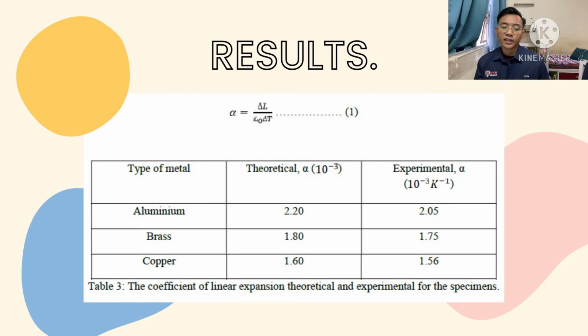Based on the tabulated data, we can now calculate the coefficient of linear expansion, by using the equation as shown in the slide, which is alpha equals delta L over L naught times delta T. The theoretical values for aluminium is 2.20 times 10 to the power of negative 3, brass 1.8 times 10 to the power of negative 3, copper 1.6 times 10 to the power of negative 3, while for experimental, 2.05 times 10 to the power of negative 3, 1.75 times 10 to the power of negative 3, and 1.56 times 10 to the power of negative 3.